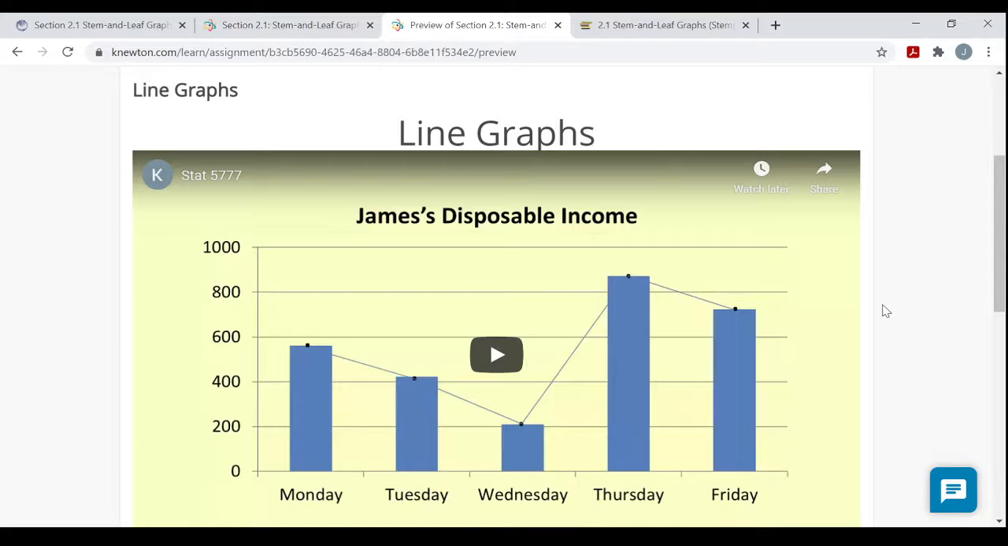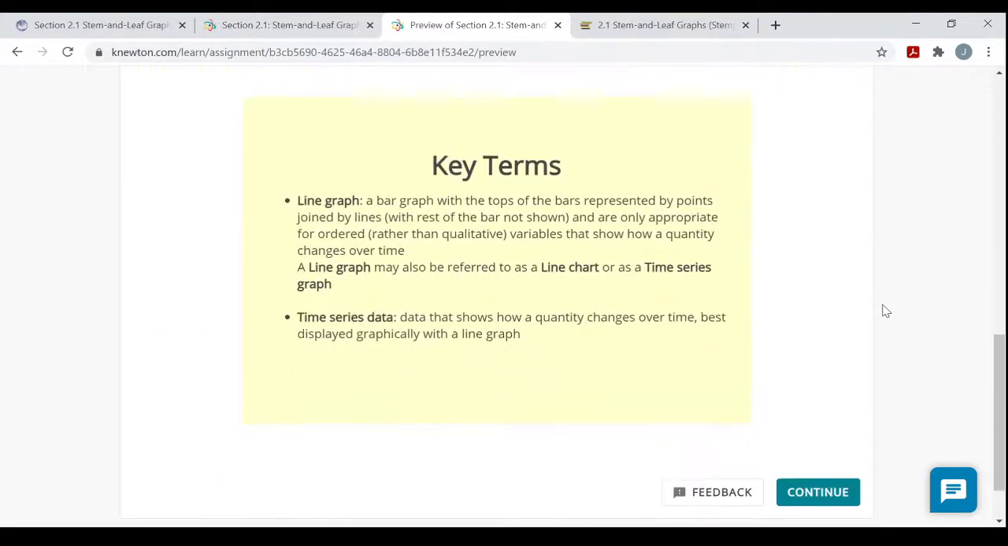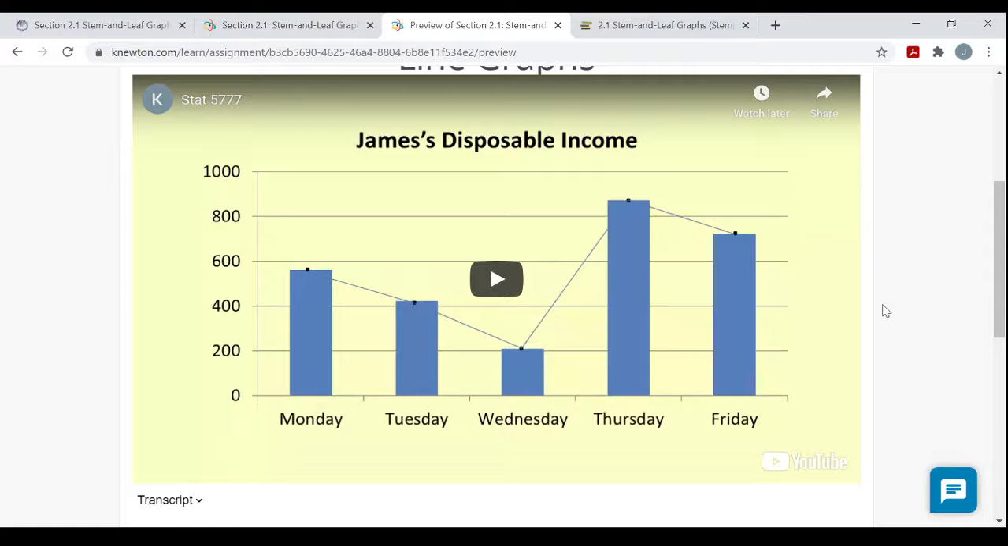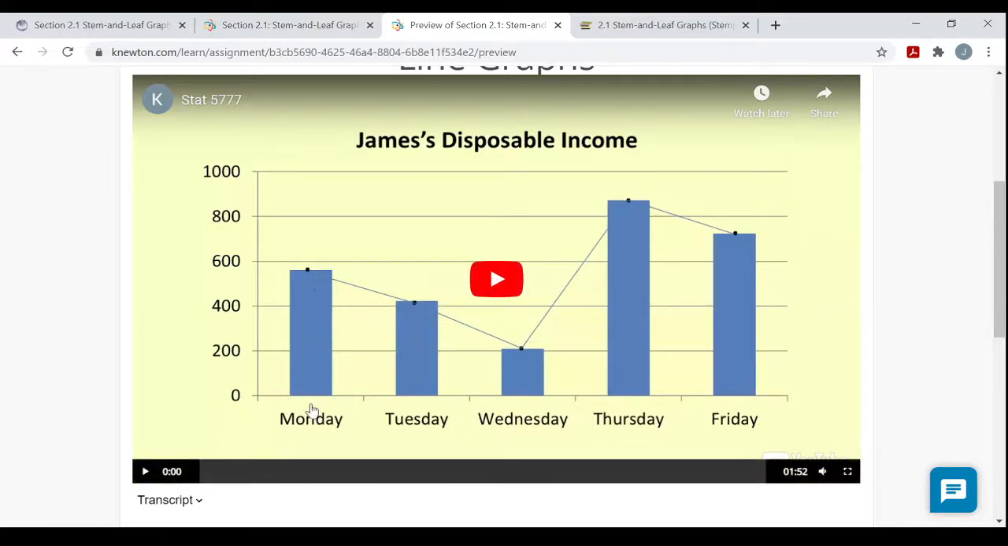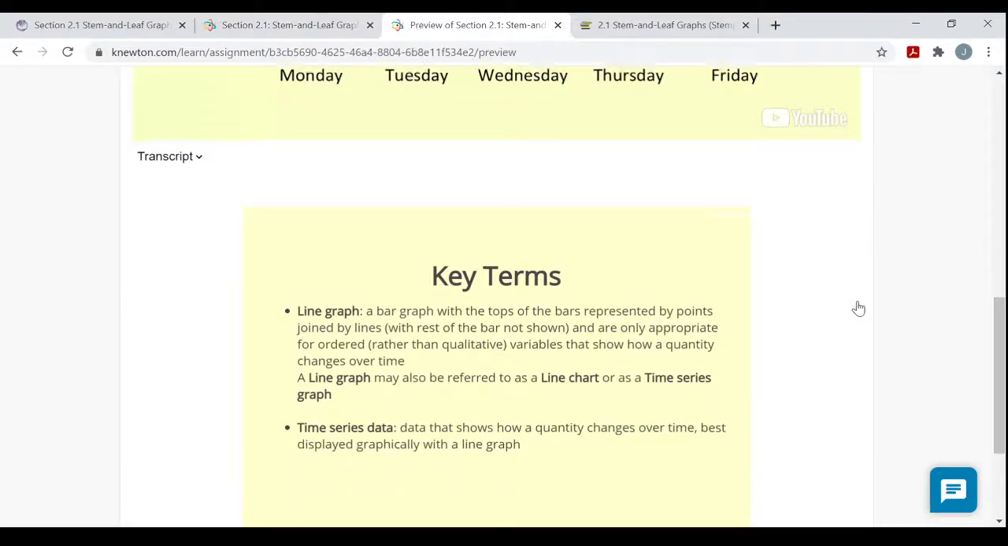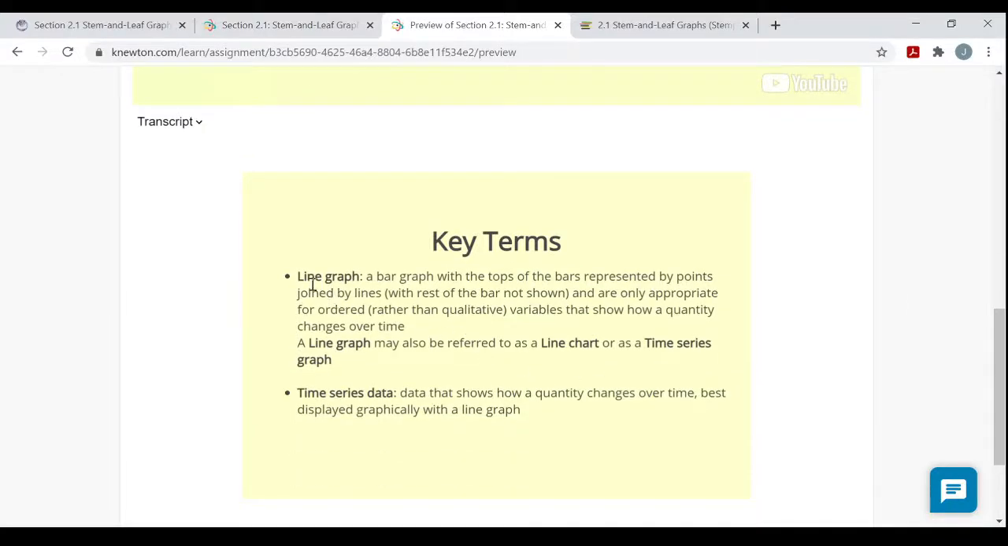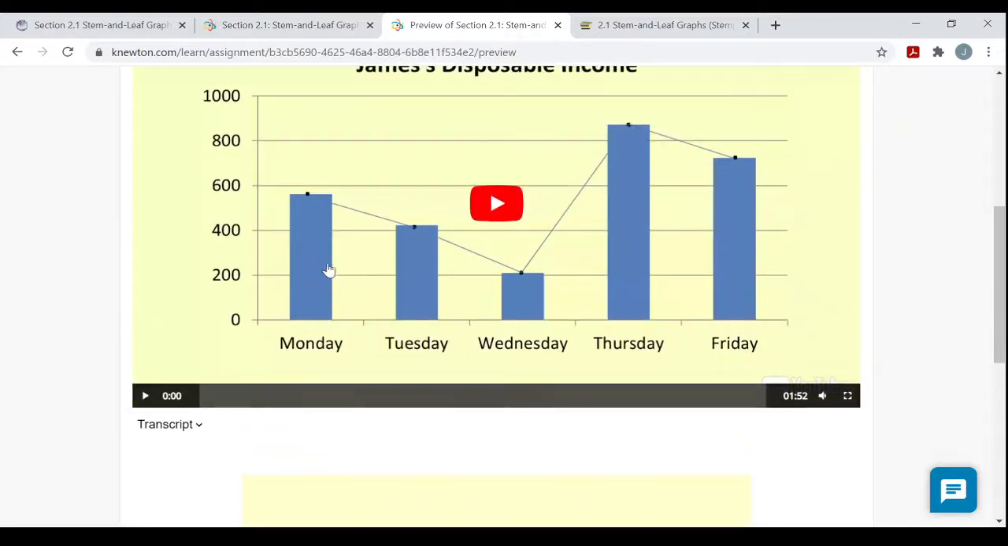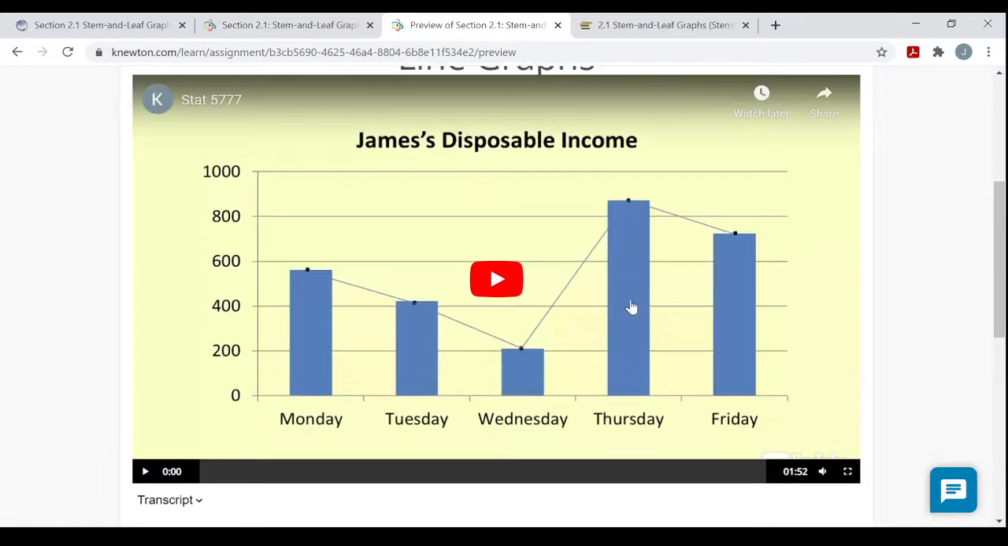Now there's a video here, and some key terms. Making a line graph is kind of like, you plot points and connect those points by lines, without the bars. Ignore the bars, those are a bar graph. You're just plotting points on a graph and connecting them. You could also have the bars in there to show you the heights. This is also considered a line graph, I guess.